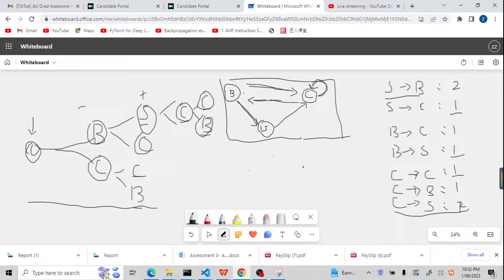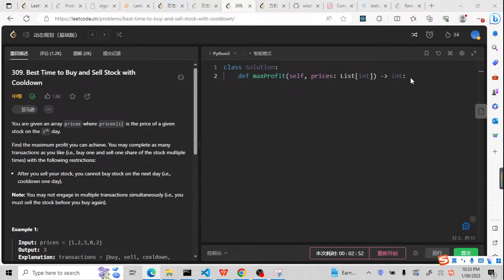But for our coding, we just need to take care of holding or not holding. If I am holding a stock, it means I have a stock. I can sell it or I can keep the holding state. Or if I'm not holding a stock, I can buy it or I can keep not holding the stock. Now let's go to the code editor to make it clearer for the two methods.